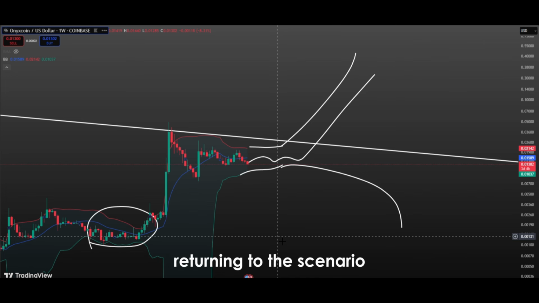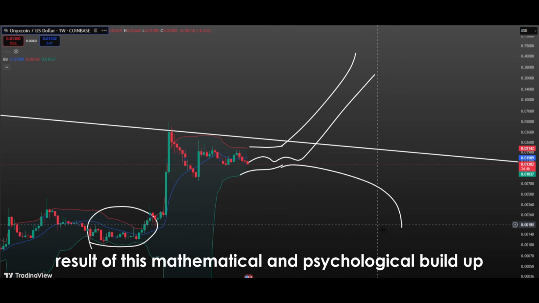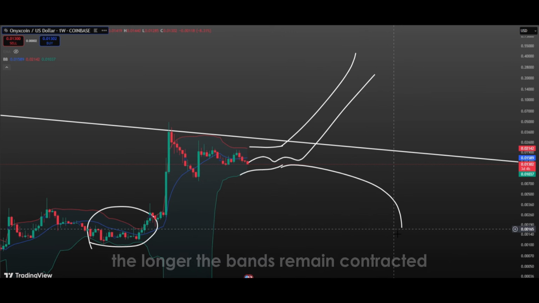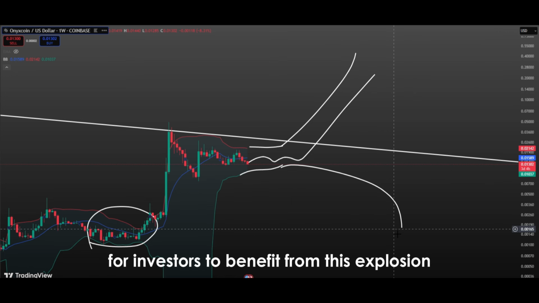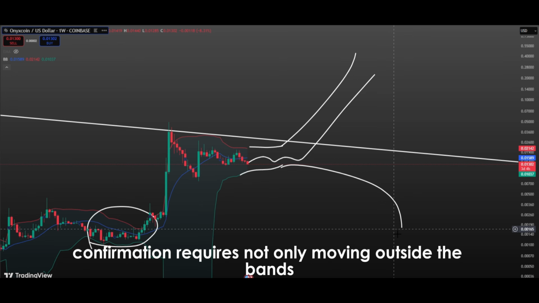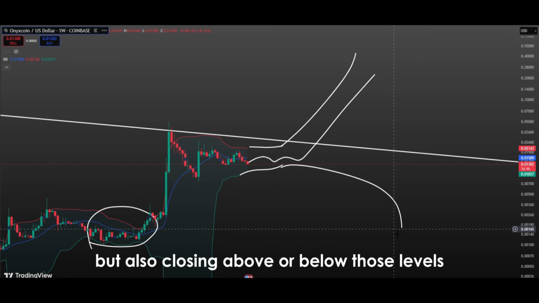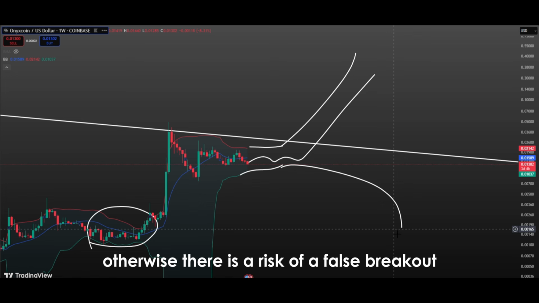Returning to the scenario, the phrase "the price may explode soon" is exactly the result of this mathematical and psychological buildup. The longer the bands remain contracted, the sharper the breakout afterward will be. For investors to benefit from this explosion, they need to confirm the direction of the breakout. Direction confirmation requires not only moving outside the bands, but also closing above or below those levels. Otherwise, there is a risk of a false breakout.